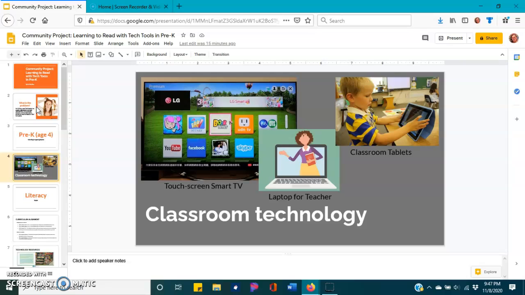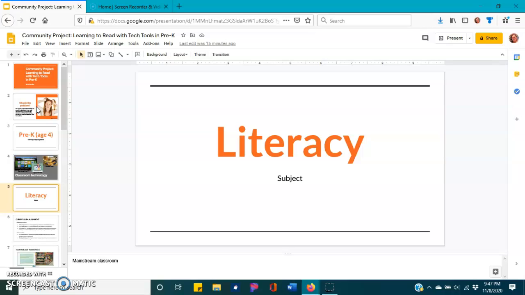And the technology available in Miss Whitney's classroom includes a laptop Miss Whitney uses, a touchscreen smart TV, and classroom tablets for the students. The subject is literacy, and in this lesson, pre-K students will develop literacy skills by using technology tools on tablets in the classroom, either individually, collaboratively, as a pair or a group, or by working together with a teacher. The overall objective of the lesson is for the preschoolers to learn literacy concepts and learn to identify letters and words. A secondary objective is to help the students engage with technology tools in the classroom to learn how to use technology for educational purposes.